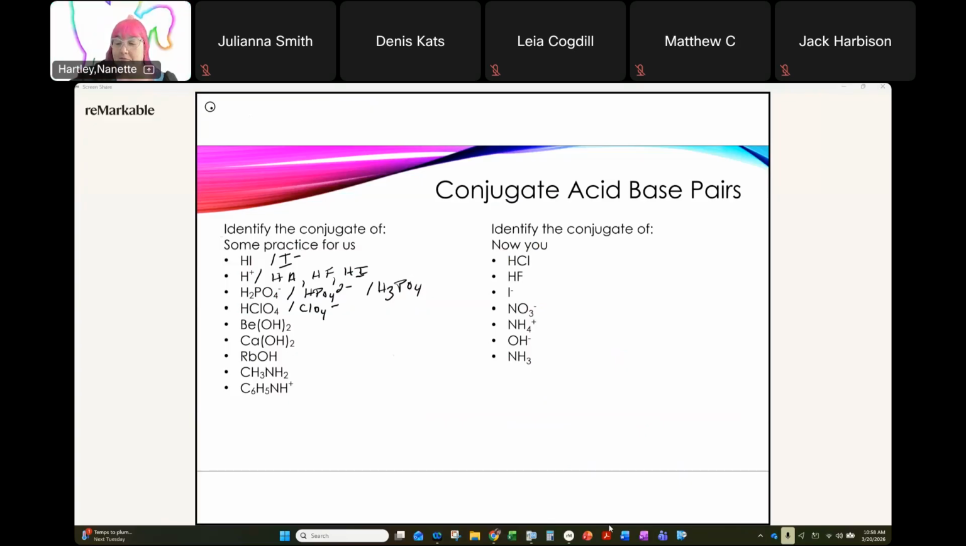Okay. So now, why wouldn't we add the H again? Is it because it doesn't have anything, it doesn't have an ion? Yeah, so obviously we've lost something from that. And so the conjugate of it has to add that back. So whatever that was.